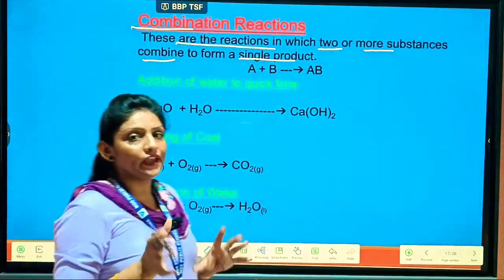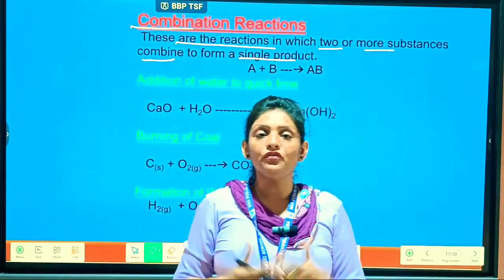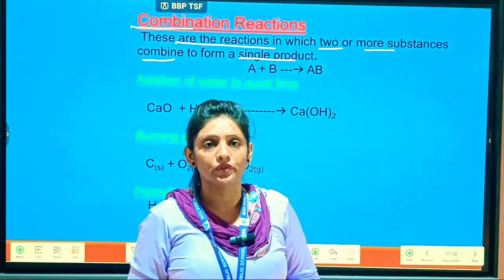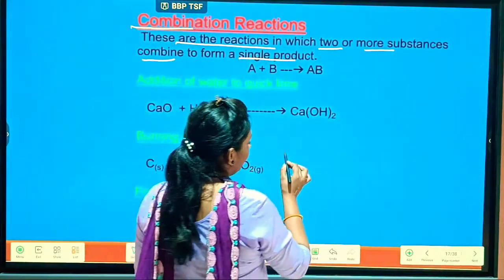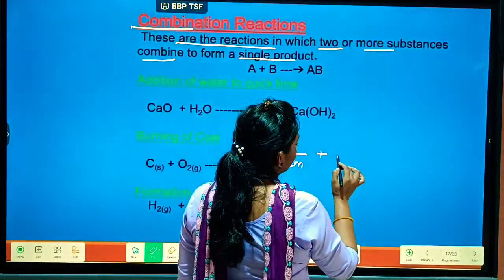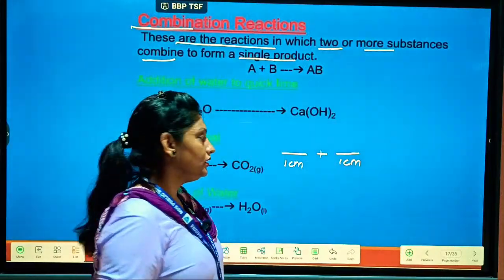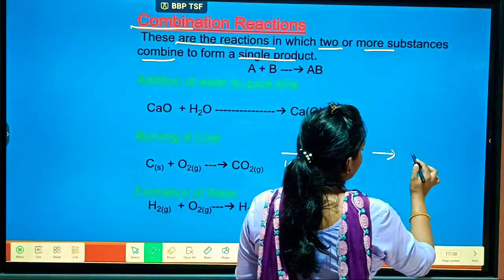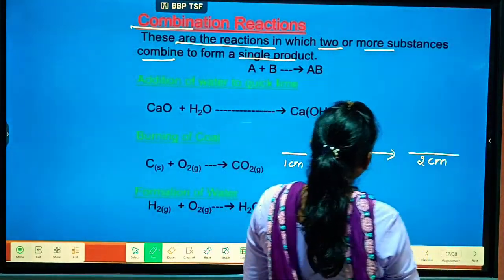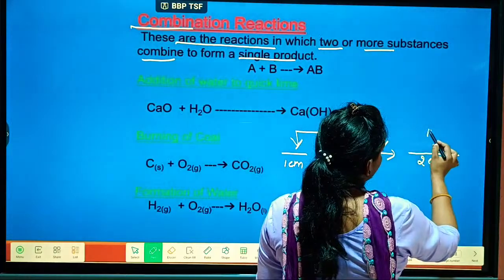Students, when two or more reactants combine with each other and give us a single product, then that type of reaction is known as the combination reaction. Students, in a general case, you can also understand it this way. For example, you have a stick of 1 centimeter, and you have one more stick of 1 centimeter. If you combine both of them, then students, what will happen? You will get one of 1 plus 1, 2 centimeters. So here you are combining two, and you are getting only one.